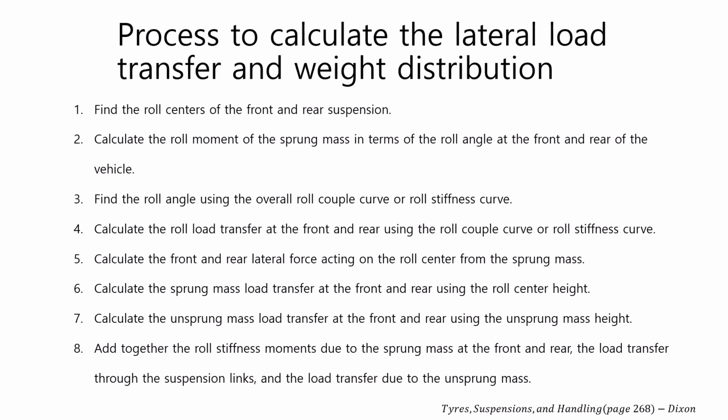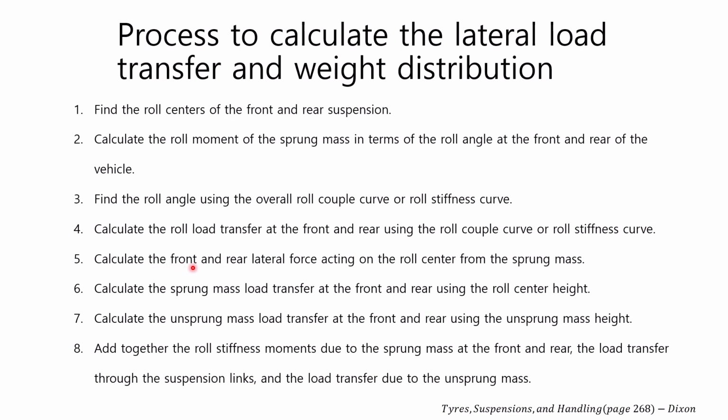Let's see how to calculate the lateral load transfer and weight distribution. Find the roll centers of the front and rear suspension. Calculate the roll moment of the sprung mass in terms of the roll angle at the front and rear suspensions. Find the roll angle using the overall roll couple curve or roll stiffness curve. Calculate the roll load transfer at the front and rear suspensions using the roll couple curve or roll stiffness curve.